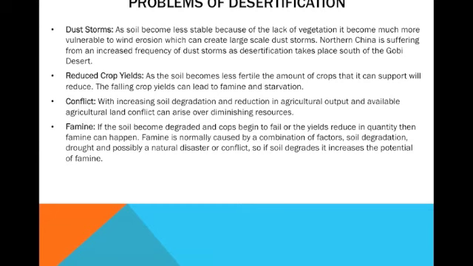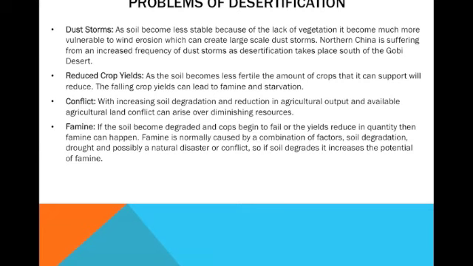Another problem of desertification would be reduced crop yields. As the soil becomes less fertile, the amount of crops that it can support will be reduced. So the falling crop yields can lead to famine and even starvation. Conflict.